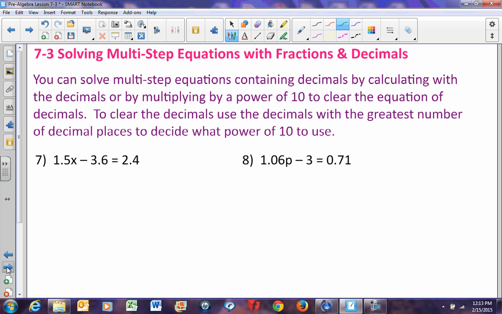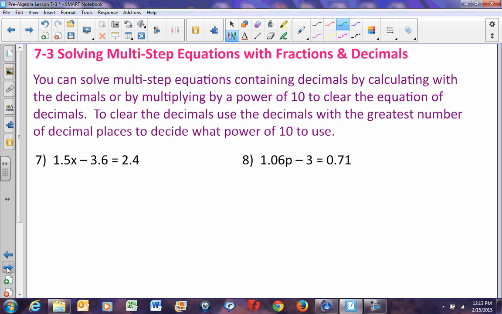Now, you can solve multi-step equations containing decimals by calculating with the decimals or by multiplying by a power of 10 to clear the equation of decimals. Since you can use calculators, calculating with decimals is not too hard. But let's just say you lost your calculator. You had to do everything longhand because nobody was going to loan you a calculator. And this was a test and you had to do well. It's easier if you work with whole numbers than if you work with decimals.